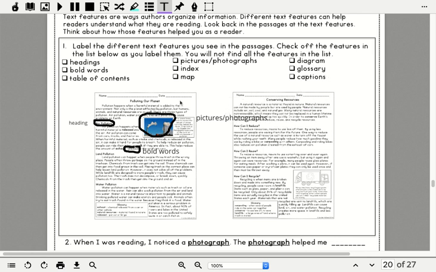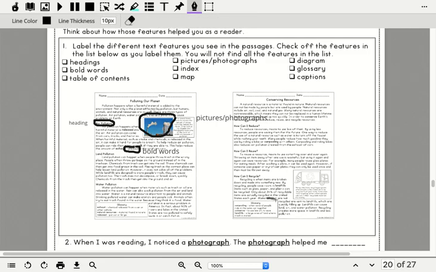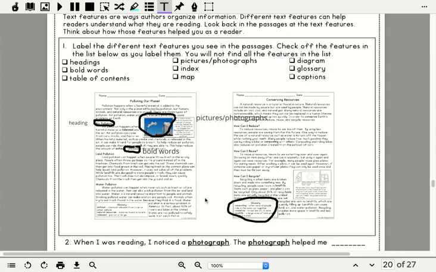Okay, I do not have an index. I don't see that anywhere. I don't see a map anywhere. This one says diagram. A lot of times in science things, we will see diagrams, but we don't in either of these two pages. Now, a glossary. We do have a glossary. So what I'm going to do is I'm going to just circle one whole glossary. So down there, that little box, that is a glossary. And I'm going to label it 3.